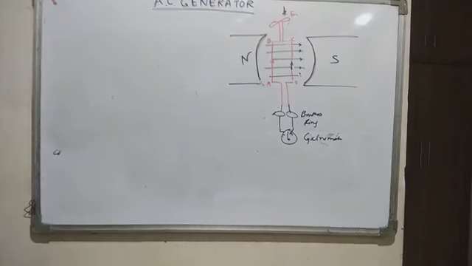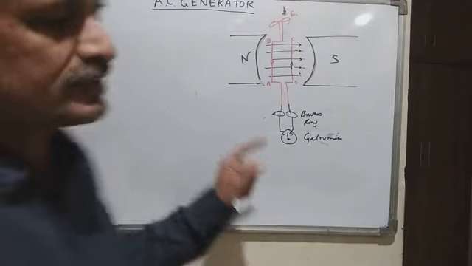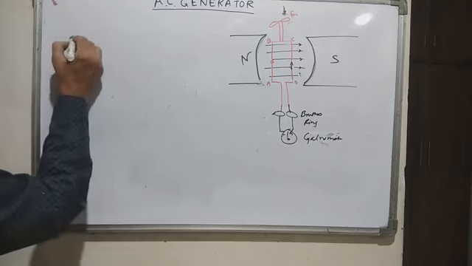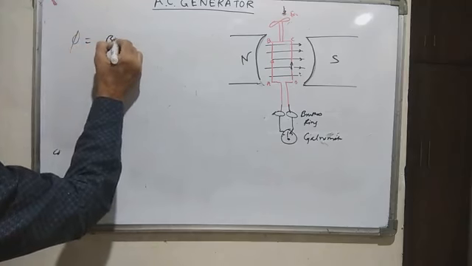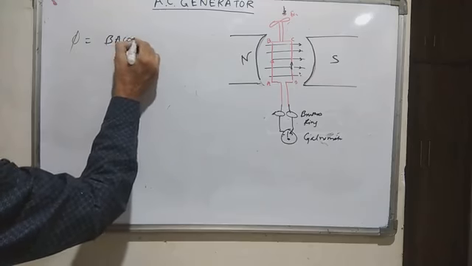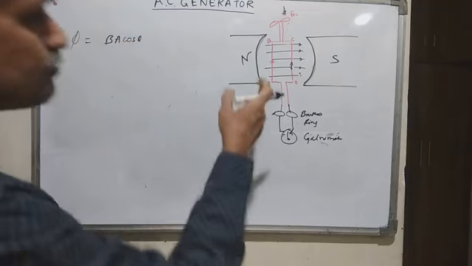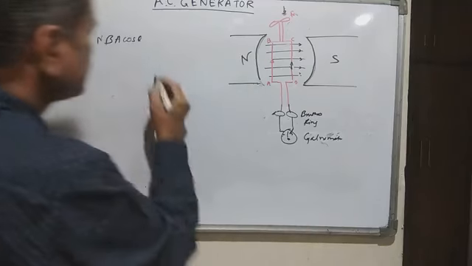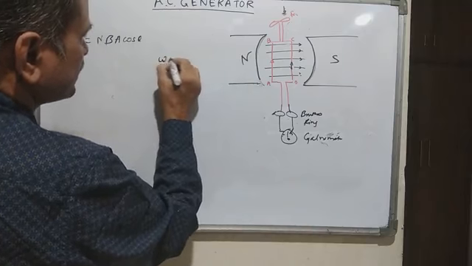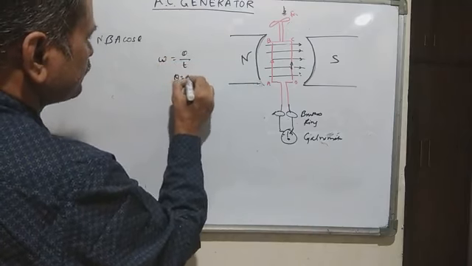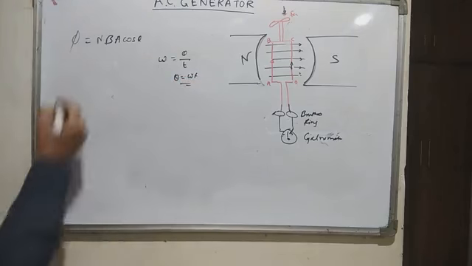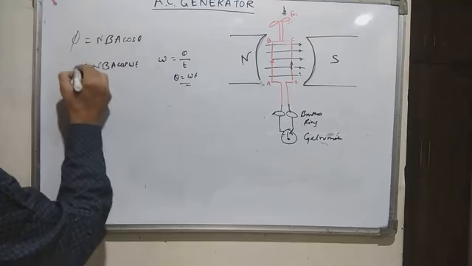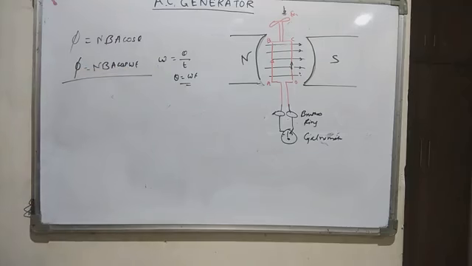Now we know that when flux links with the coil, a voltage or current gets induced. So what is flux? Flux equals magnetic field into area and cos theta, and as there is a number of turns, I'll write N here. When we rotate the coil, it is a rotational motion, so omega, the angular velocity, equals theta upon t. So theta equals omega t. So phi will be N B A cos omega t. So flux will be phi equal to N B A cos omega t.